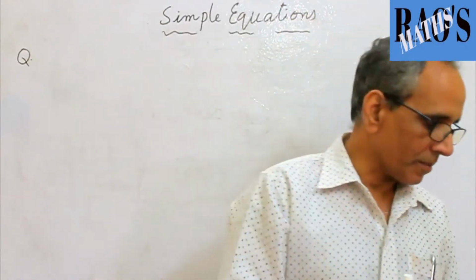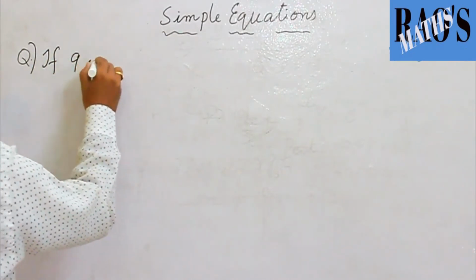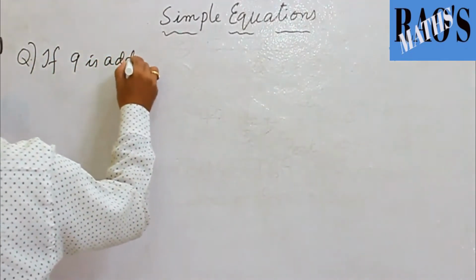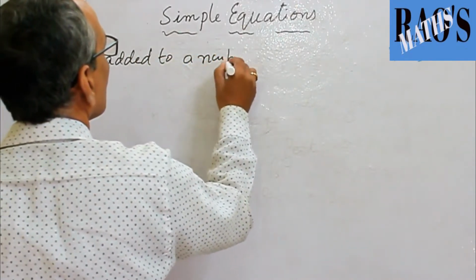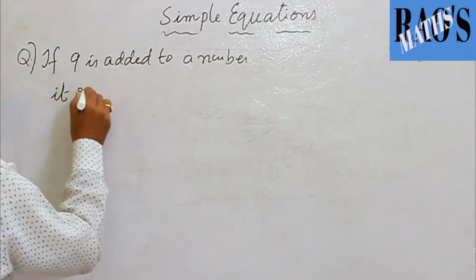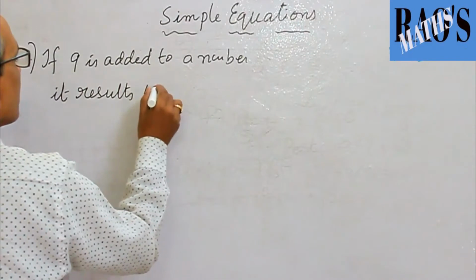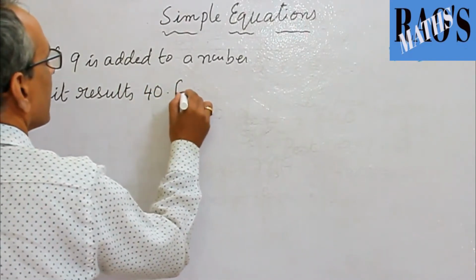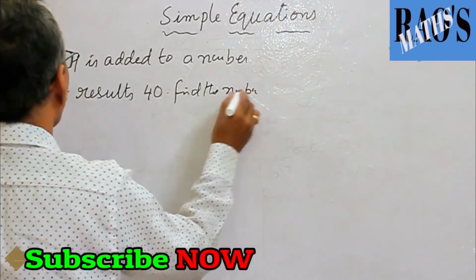Here is a simple question. If 9 is added to a number, it results 40. Find the number. Okay, this is the question.